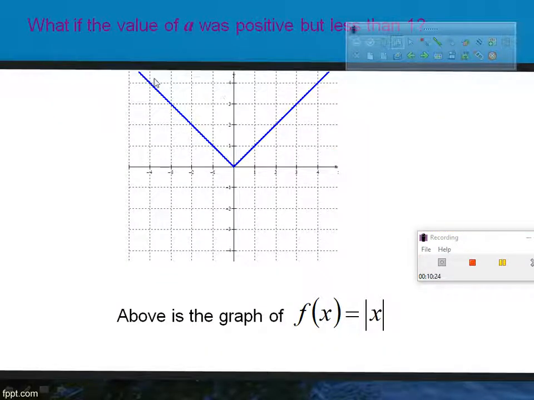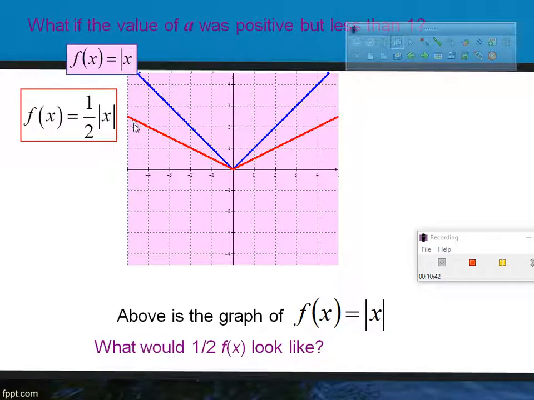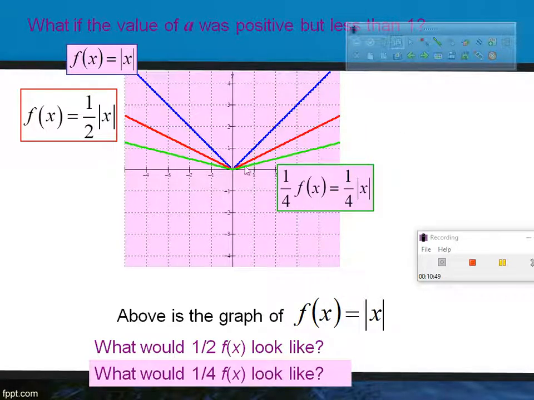Now, let's say you take the same absolute value function, but this time instead of multiplying it by a whole number, you multiply it by a fraction. What do you think is going to happen to the graph this time? Is it going to get closer to the y-axis or to the x-axis? X, that's right. So take a look at this in red. If you multiply that function by 1/2, look in red, it's actually compressed. If you multiply it by 1/4, it gets even more compressed in green. And so that would be what your shape would look like.